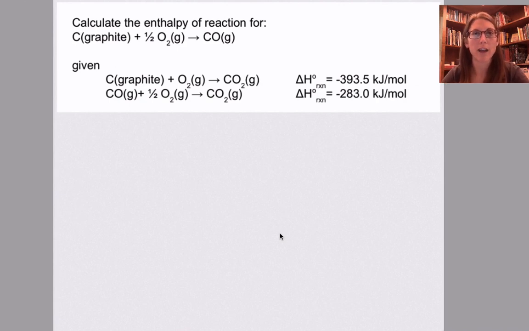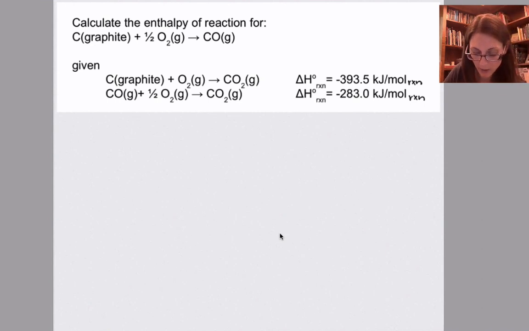So we can react graphite with oxygen to form carbon dioxide. And we can measure the heat transfer associated with that as 393.5 kilojoules of heat being given off, thus the negative sign. And this is for the reaction as written. Similarly, I can react carbon monoxide with oxygen to make carbon dioxide. And I can measure the amount of heat that's given off for that process. So if I take these 2 equations and combine them, I can figure out what happens overall.